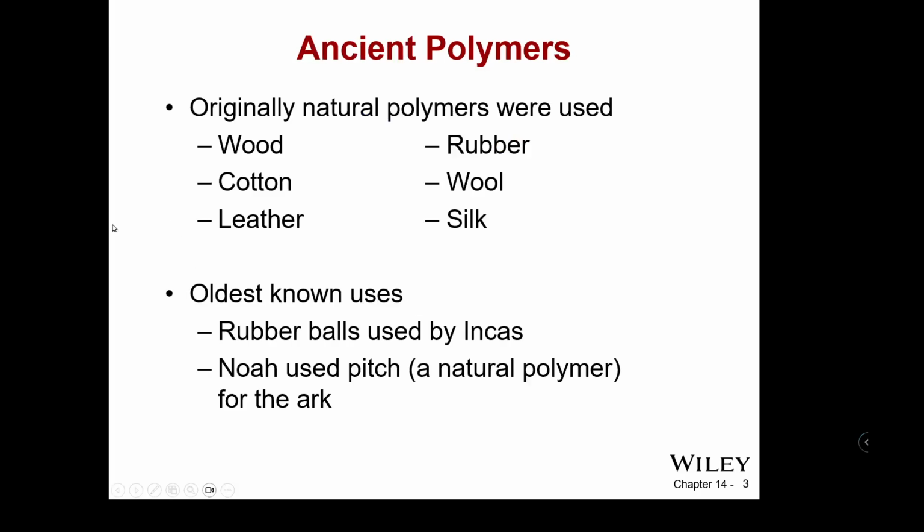So polymers are all around you. You've used them whether you understood that you were or not. Ancient polymers include wood, cotton, leather, rubber, wool, and silk. All of those are natural polymers. So rubber comes from the rubber tree. The oldest known uses are things like rubber balls used by the Incas.